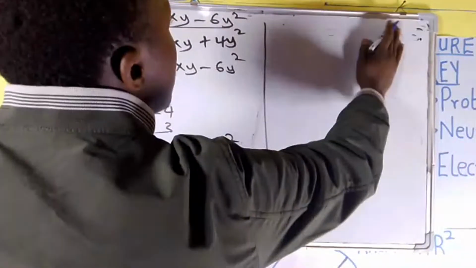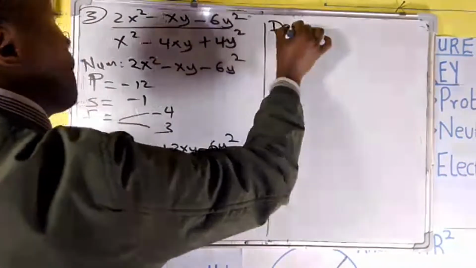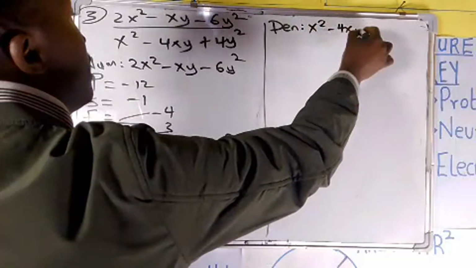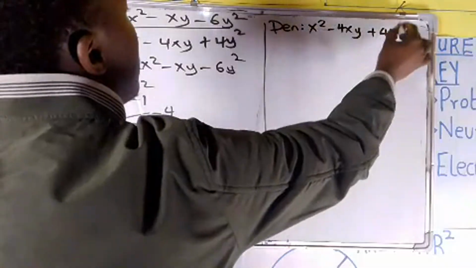We now proceed to the denominator. Our denominator is x squared minus 4xy plus 4y squared.